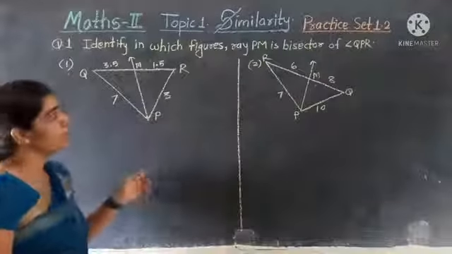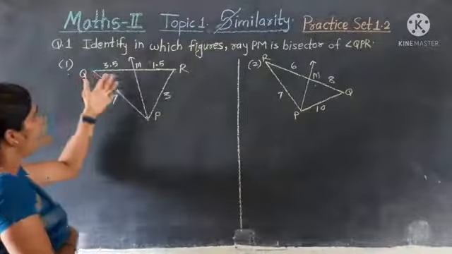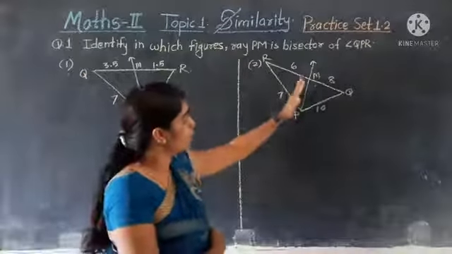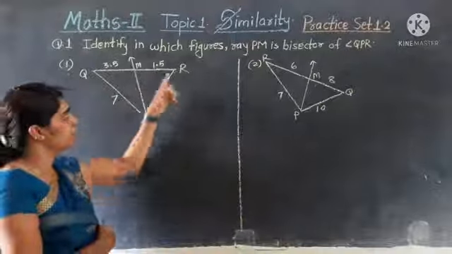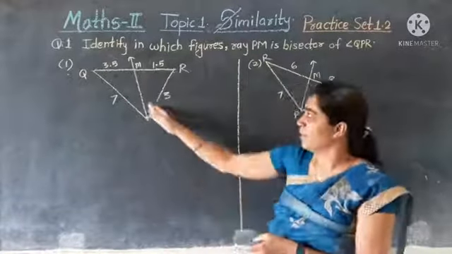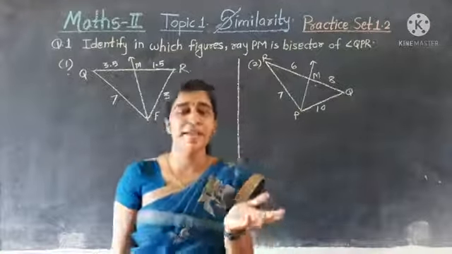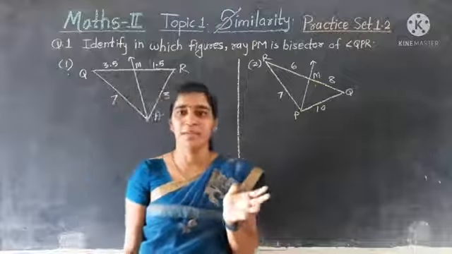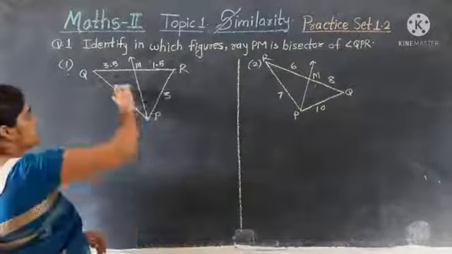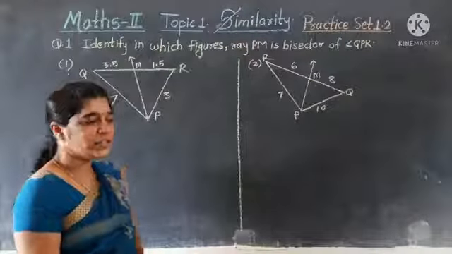See question 1 in practice set 1.2. Identify in which figure ray PM is the bisector of angle QPR. We have to prove in which of the figures this ray PM is the bisector of angle QPR. So for proving a bisector, you know the bisector theorem and the converse of the bisector theorem. If these two ratios are the same, then it is an angle bisector.